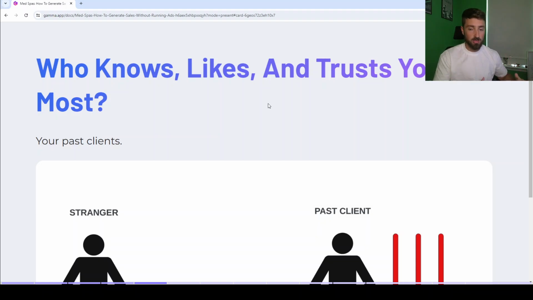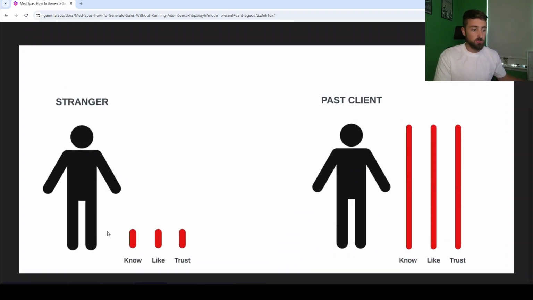If you had someone come in and you gave them a terrible experience, then your trust level is probably pretty low with that person. But just to kind of show you an illustration of this, you have an absolute stranger, their know, like, and trust is very low with you, but then your past clients, they have a very high know, like, and trust with you, so they are more likely to continue to do business with you. Now, like I said in that other example, if you had a past client with a terrible experience, then they probably know you, maybe they like you as a person, but they don't trust you at all, so their trust meter here would be very low.